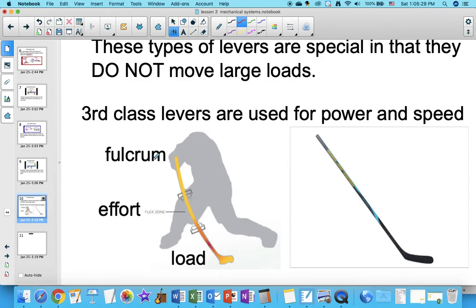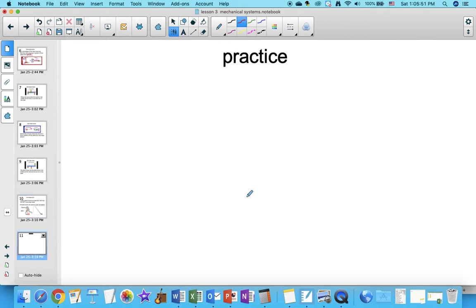So here we have the hockey player. The effort is applied in the middle of the stick, right? That's where you're applying your effort. The turning point is up here. That's where the hockey stick is turning, and you have your load here, right? So it's used to increase power and speed of light objects.